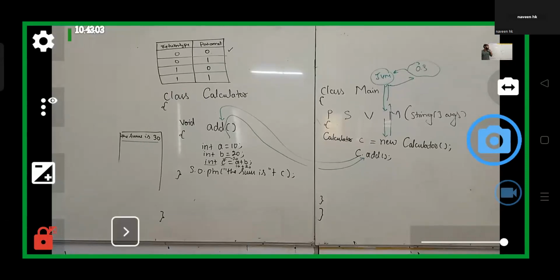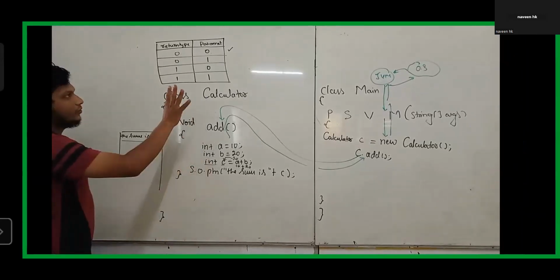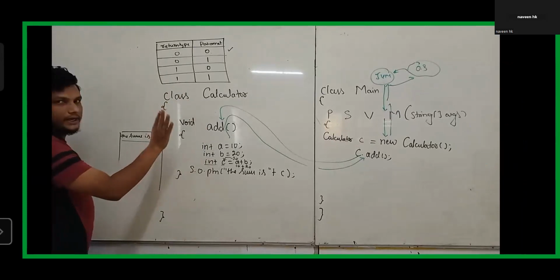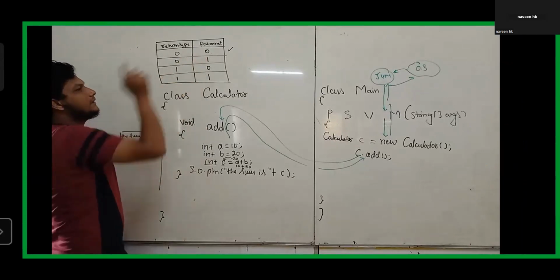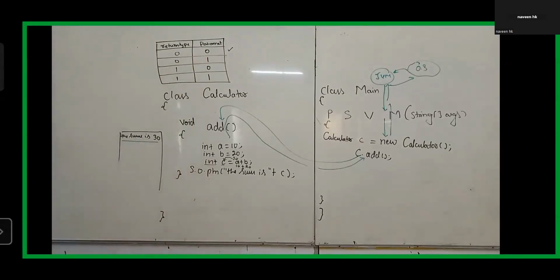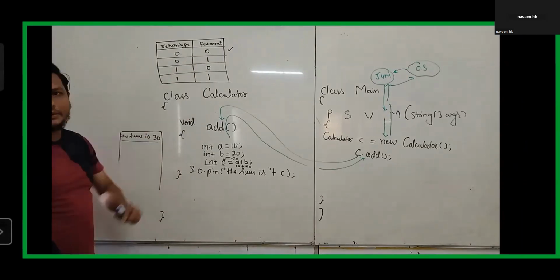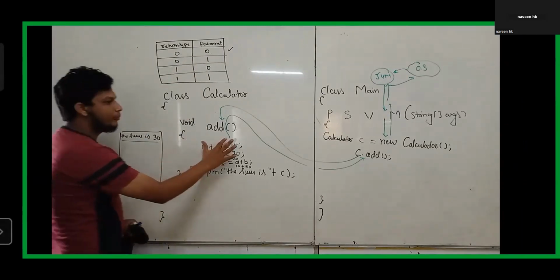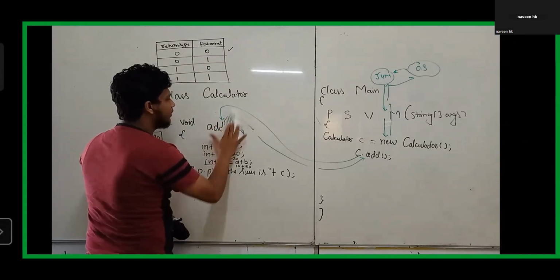Okay. So now what is the next requirement we have? We want to create a method in such a way that it has no return type but has some parameters. Okay. So we need to create a method with no return type and with parameters. Let's focus on the prototype of the method.